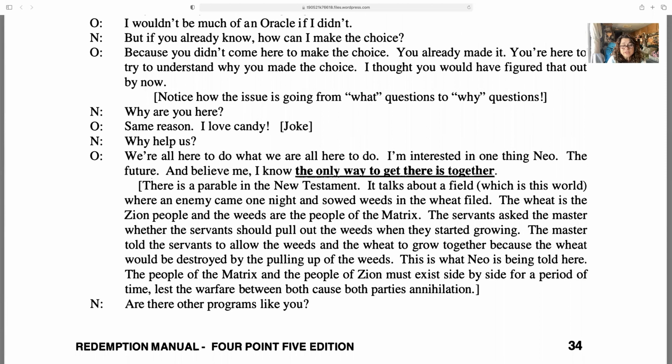There is a parable in the New Testament. It talks about a field, which is this world, where an enemy came one night and sowed weeds in the wheat field. The wheat is the Zion people, and the weeds are the people of the Matrix. The servants asked the master whether the servants should pull out the weeds when they start growing. The master told the servants to allow the weeds and the wheat to grow together because the wheat would be destroyed by the pulling up of the weeds.